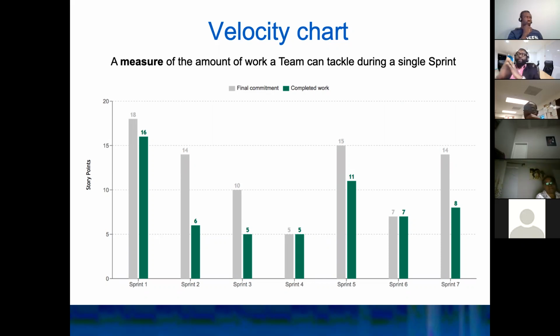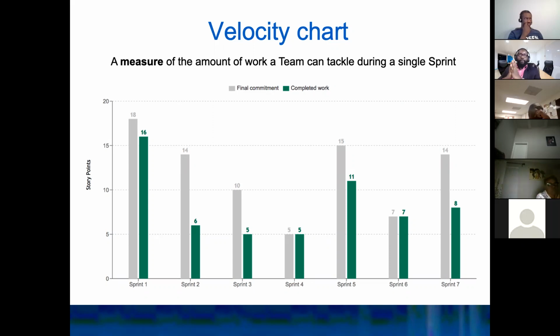Okay. So now this is an extract from how Jira produces the velocity chart, right? That's exactly what it looks like. That's actually from Jira. So it's going to show you what is committed, and what you actually completed. Because it's possible that if a team's capacity is 20, they commit up to 20 points.